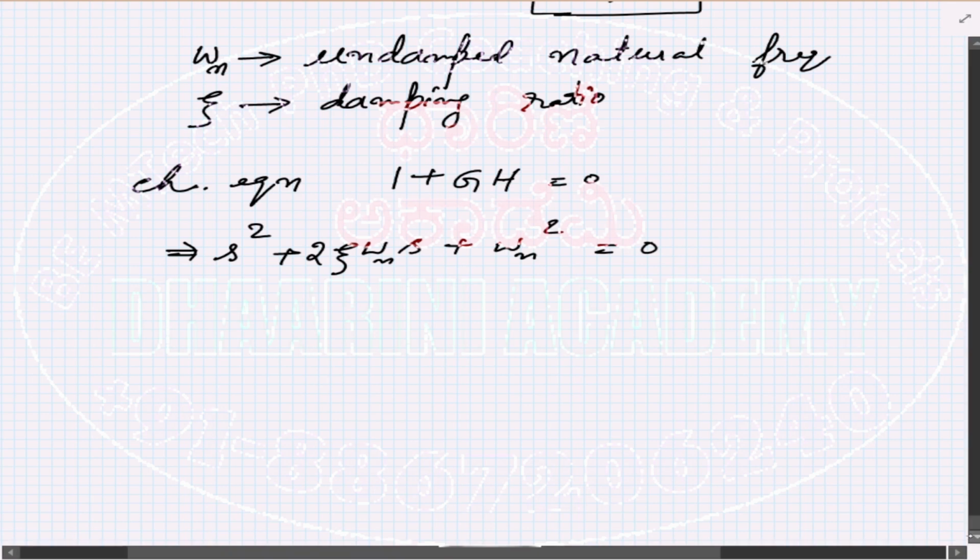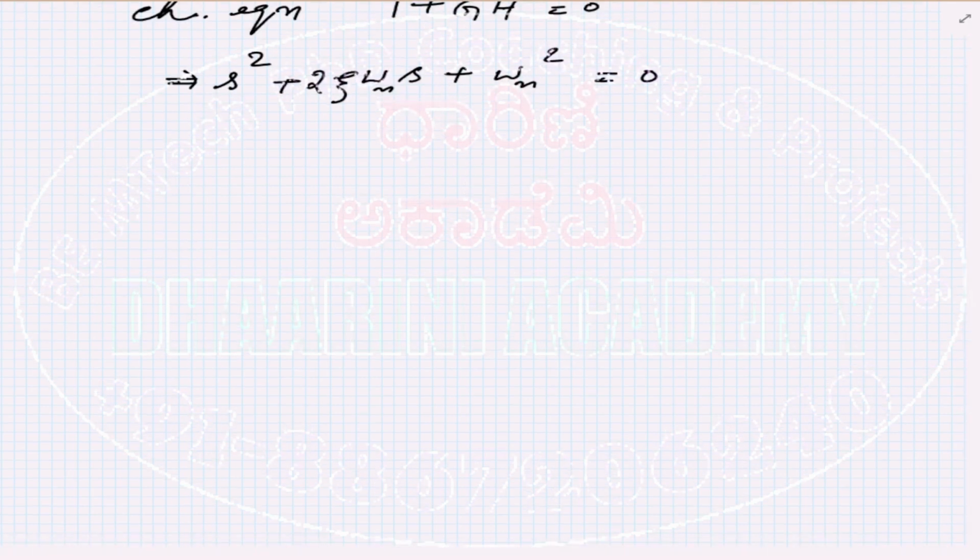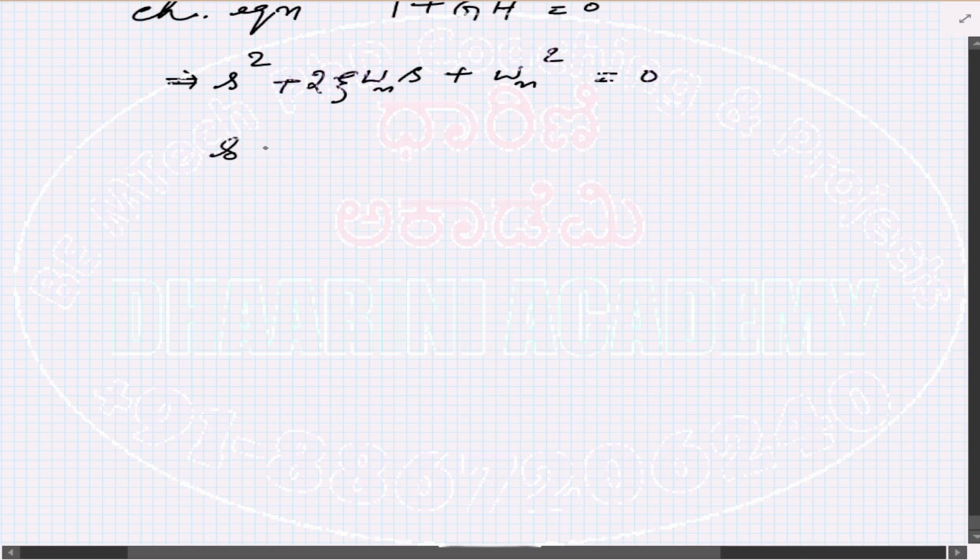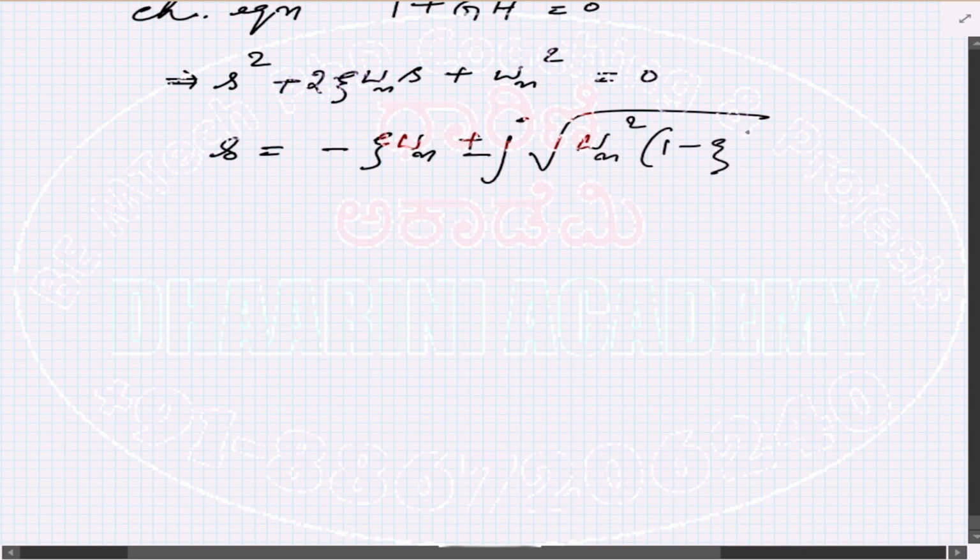We know it's a quadratic term, so we can simply calculate the roots. So s is equal to, we get two roots, by applying the simple formula, minus b plus or minus root of b square minus 4ac, whole divided by 2a. When you do that, you get the following: minus zeta omega n plus or minus j times root of omega n square into 1 minus zeta square. So this is what we get.